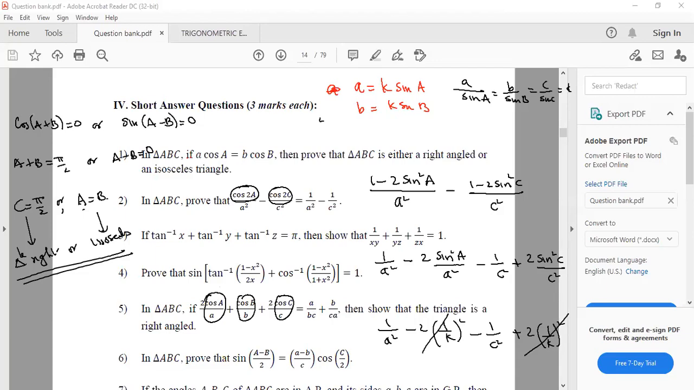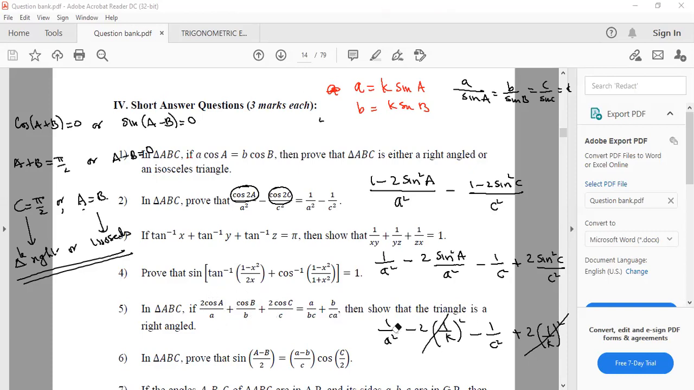Now what will you do here? Cos A upon A देखेगा तो कौन सा फॉर्मूला डालेंगे? और राइट हैंड साइड में देखो क्या चाहिए? ABC चाहिए ना? तो कोसाइन रूल ही डाल दो. Put cosine rule and take LCM.